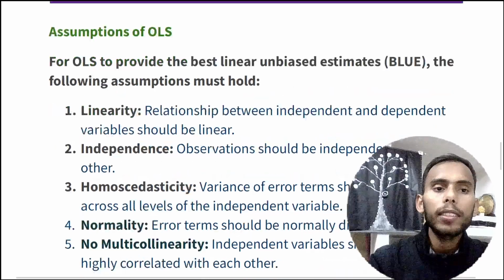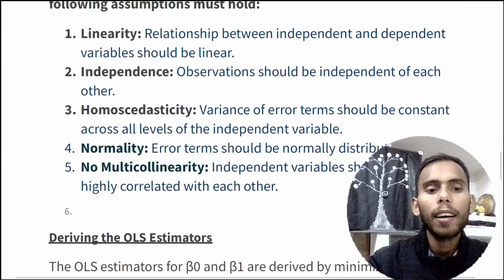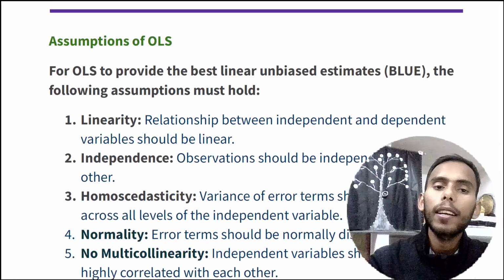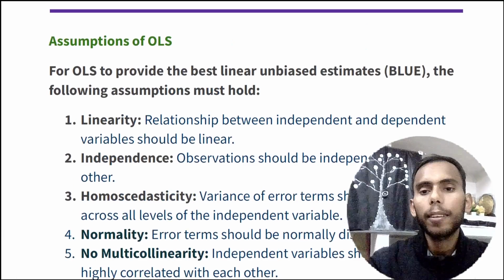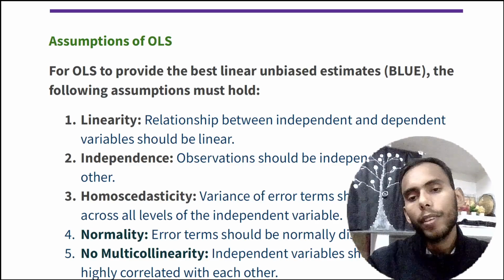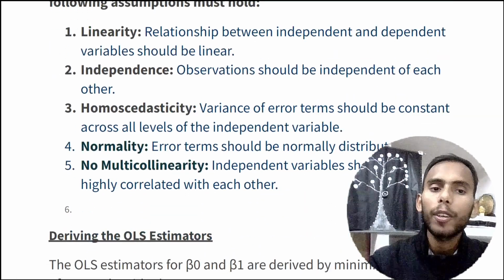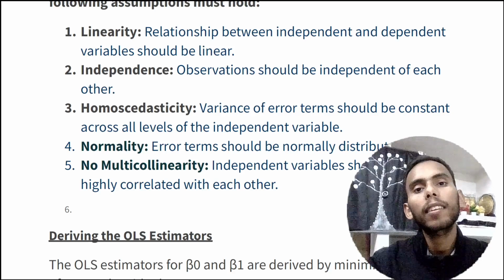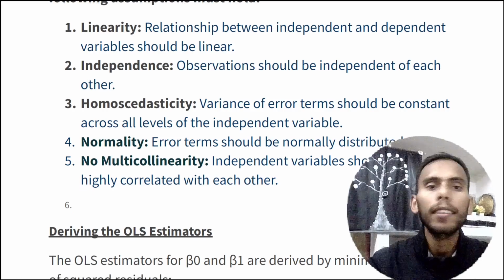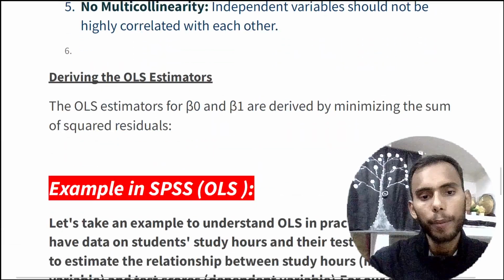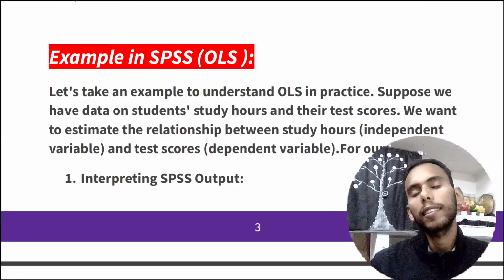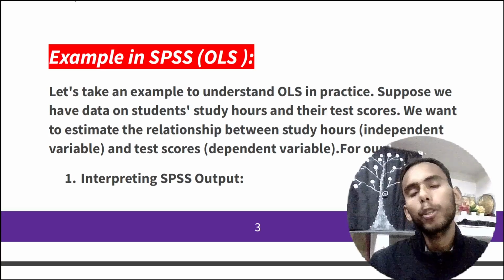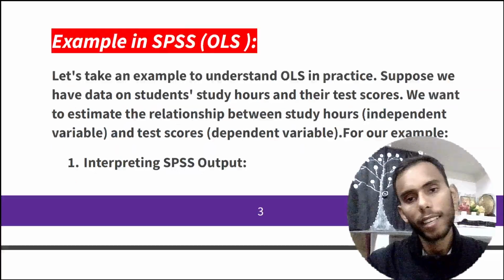And if we talk about the assumptions of our OLS model, then there are mostly 5 to 6 assumptions. For example, linearity, independence of observations, homoscedasticity, normality, and no multicollinearity. These are in-depth topics which we would discuss further, but we can just learn the points for this point of time. Now we will take the example of students' study hours and how much marks they are getting using the SPSS software. So let's get started.